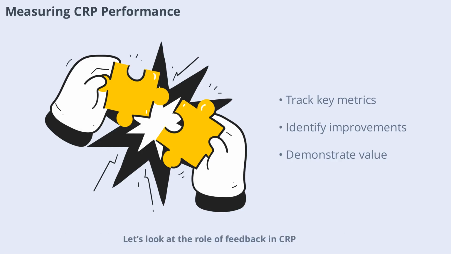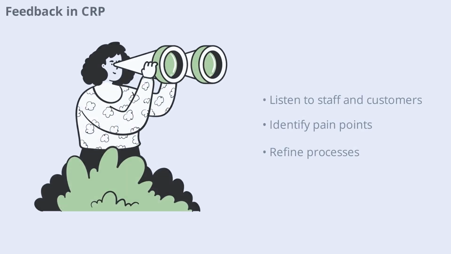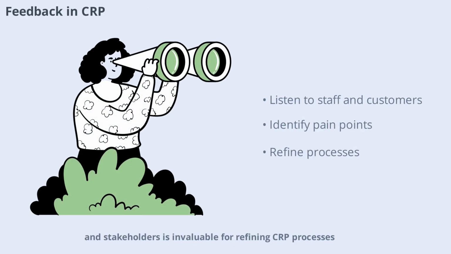Let's look at the role of feedback in CRP. Feedback from staff, customers, and stakeholders is invaluable for refining CRP processes. By listening to those involved in production and delivery, companies can identify pain points and develop better solutions. Regular feedback loops help ensure that CRP remains relevant and effective as business needs evolve.